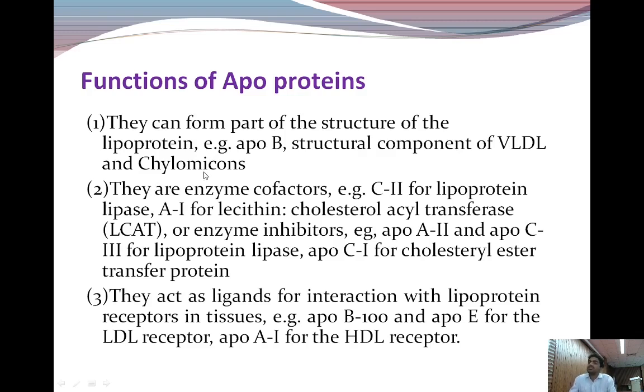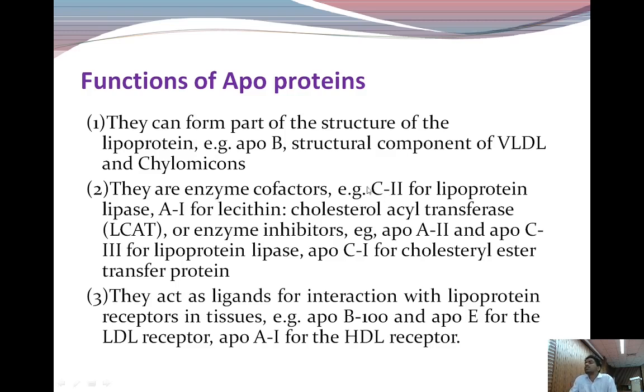Now apart from its structural function, apoprotein has some enzymatic activity also. So these apoproteins also act as enzymes or enzyme cofactors. ApoC2 is the cofactor for lipoprotein lipase. Lipoprotein lipase helps in the breakdown of triacylglycerol. Okay, this I had told in the lipid chemistry class only.